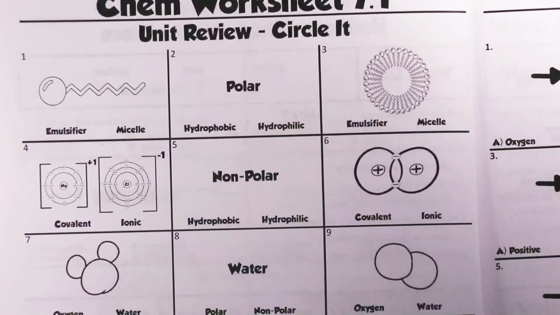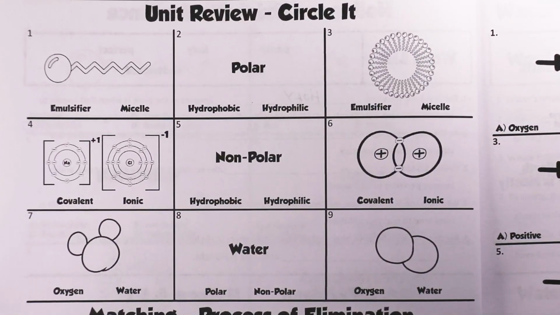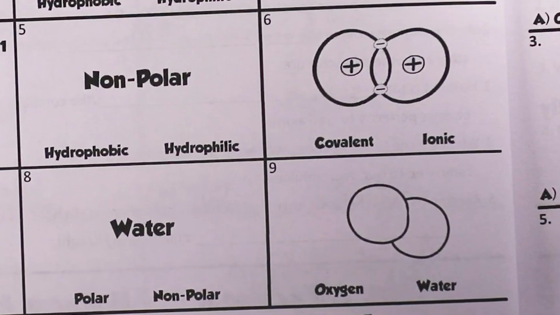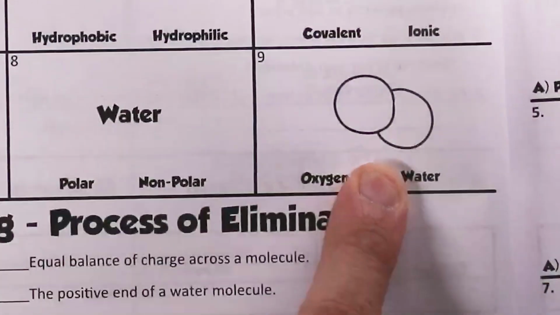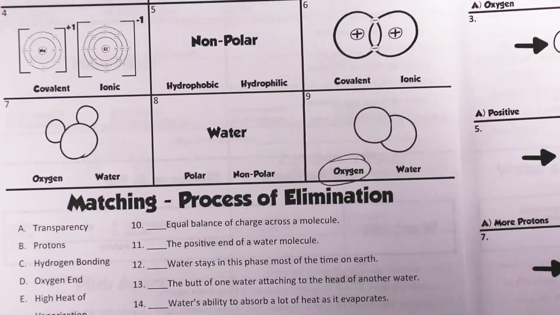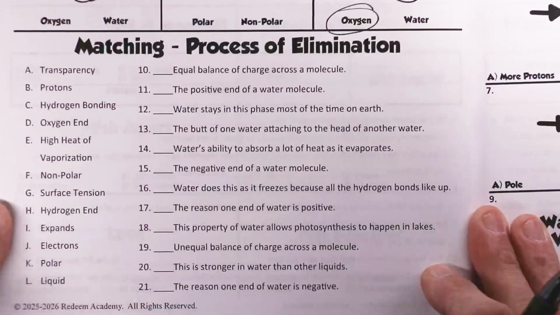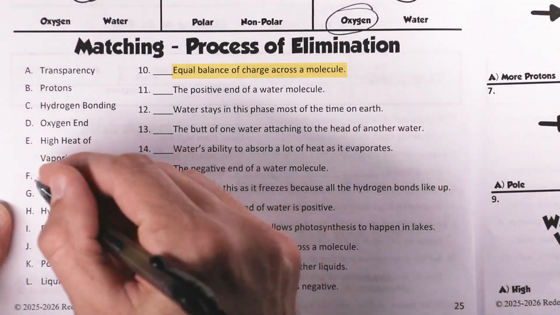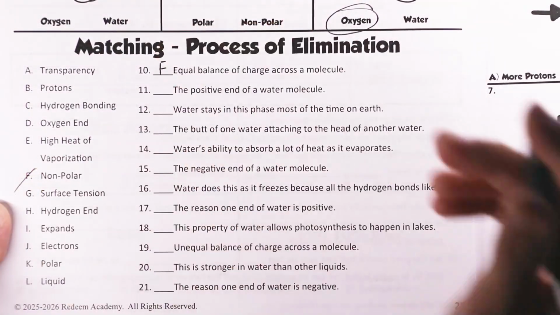All right, 7.1, little review here. Which one of these looks difficult? Oxygen looks like a butt. Okay, in case you didn't know. Matching, let's go down there. Equal balance of charge across a molecule means you are non-polar. All right, keep moving.